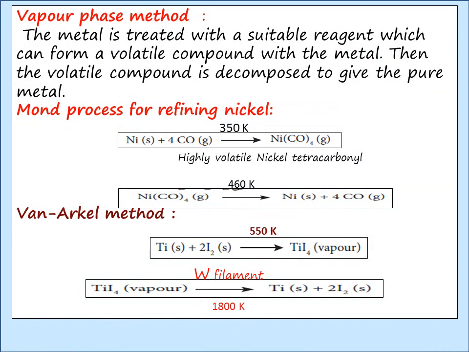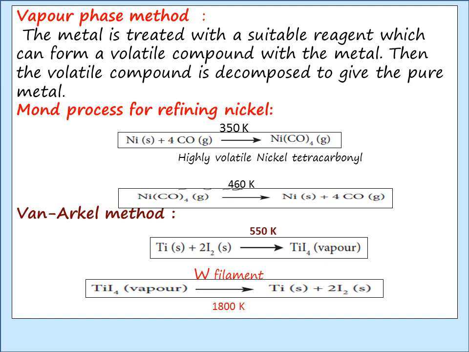In the vapor phase refining method, the metal is treated with a suitable reagent which forms a volatile compound of the metal. This volatile compound is easily decomposed when you raise the temperature. For example, we can refine nickel by the vapor phase method, called the Mond process. Nickel is treated with carbon monoxide gas. The impure metal with carbon monoxide gives nickel tetracarbonyl, which is a volatile compound at 350 Kelvin. When you raise the temperature to 460 Kelvin, this nickel tetracarbonyl decomposes to pure nickel solid.